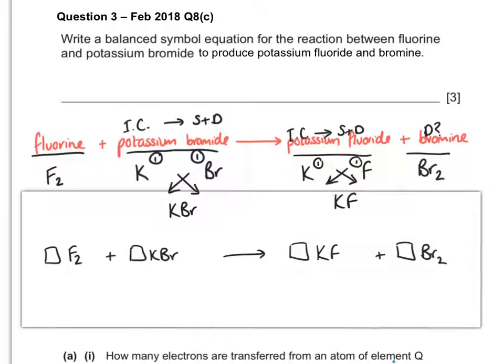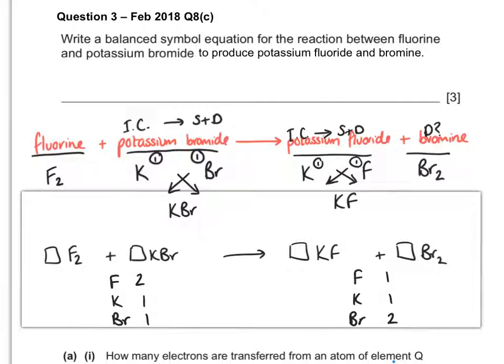So let's have a look at our elements. What I want to do first of all is list my elements, separating out everything. So I've got fluorine F, potassium K, and bromine Br. Copy this list in the same order on the right hand side, otherwise you can get mixed up. Next step is to count up your elements. So on the left I can see I've got 2 fluorines, 1 potassium and 1 bromine. On the right I have 1 fluorine, 1 potassium and 2 bromines.